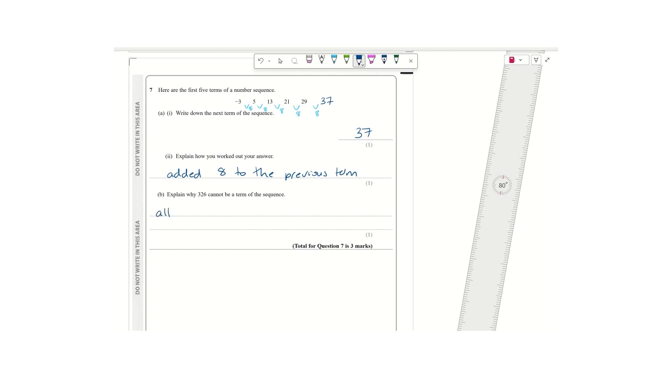If you look at part B, at all of the numbers, they are all odd numbers, and 326 is even. So all the numbers in the sequence are odd, and 326 is even, so it can't be in there.